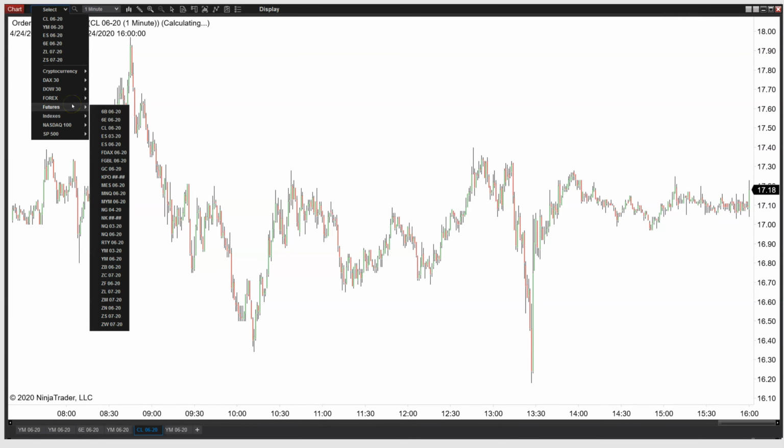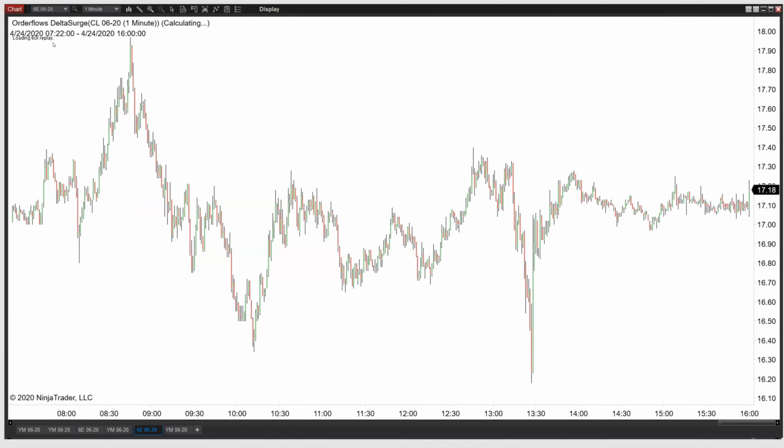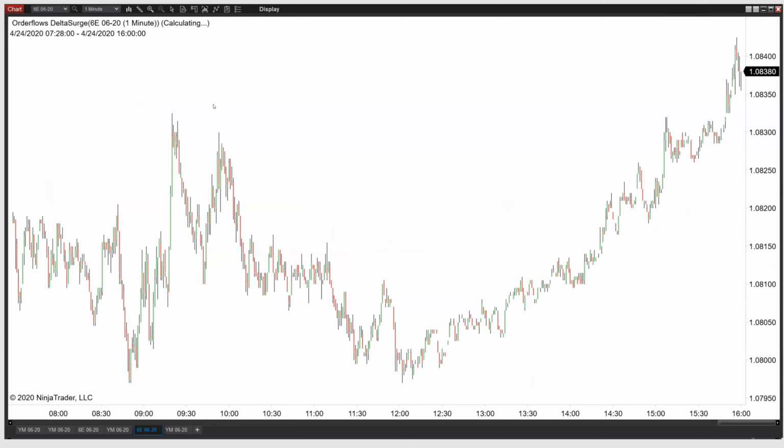Let's take a look at, I don't know, euro currency. Okay, there's a lot of people trade Forex. So let's take a look at the euro, the 6E. It's a 1 minute chart. Just give it a second. This is loading the tick replay. Okay, calculating here.